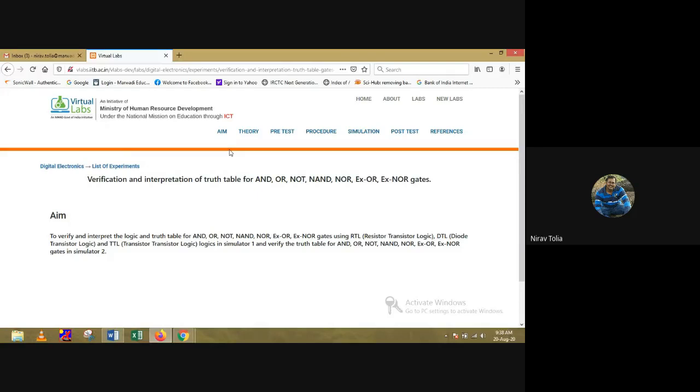So this is our first experiment. You can see in the tabs we have the aim, the theory, the pre-test, the procedure, the simulation, a post-test, and the references. So what is the aim of that experiment?